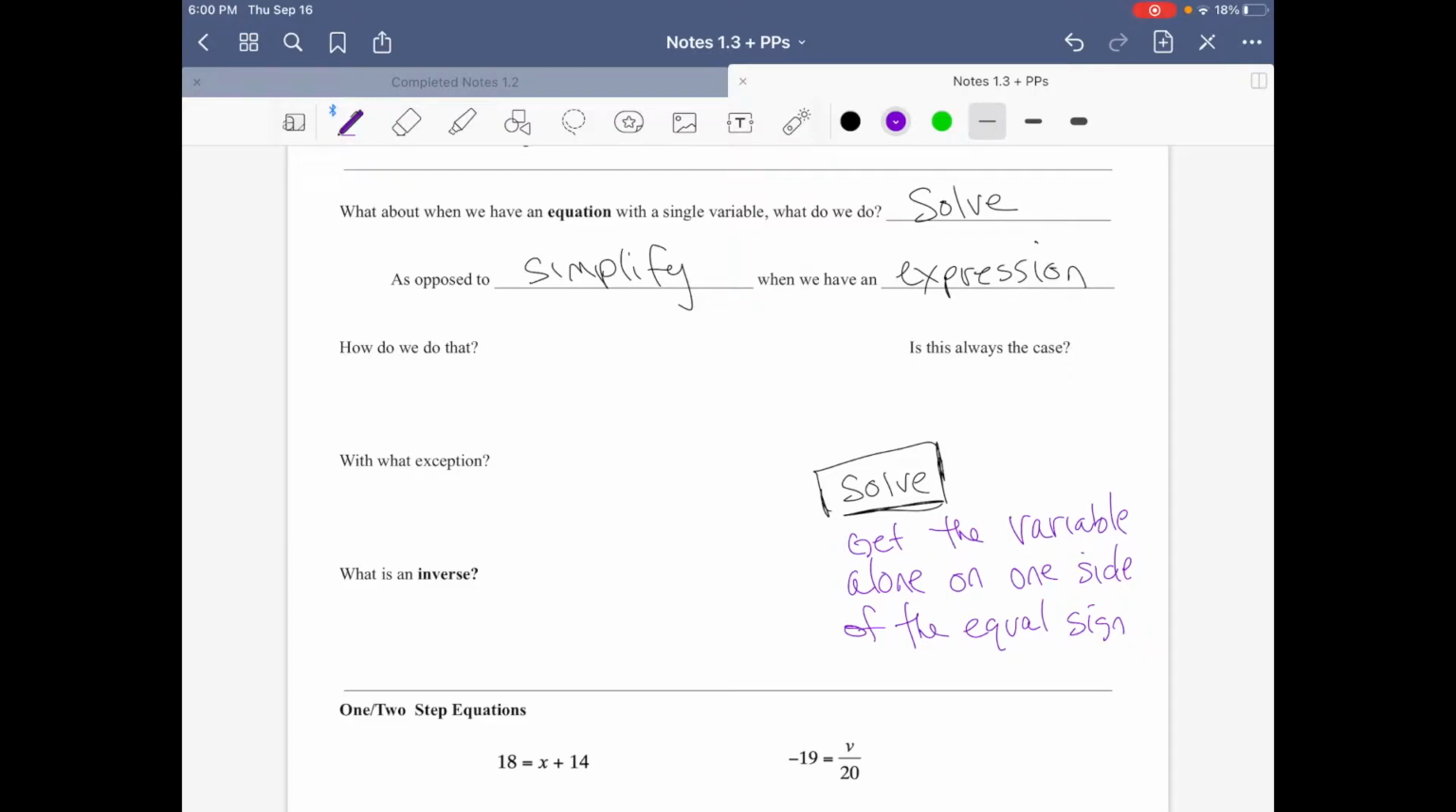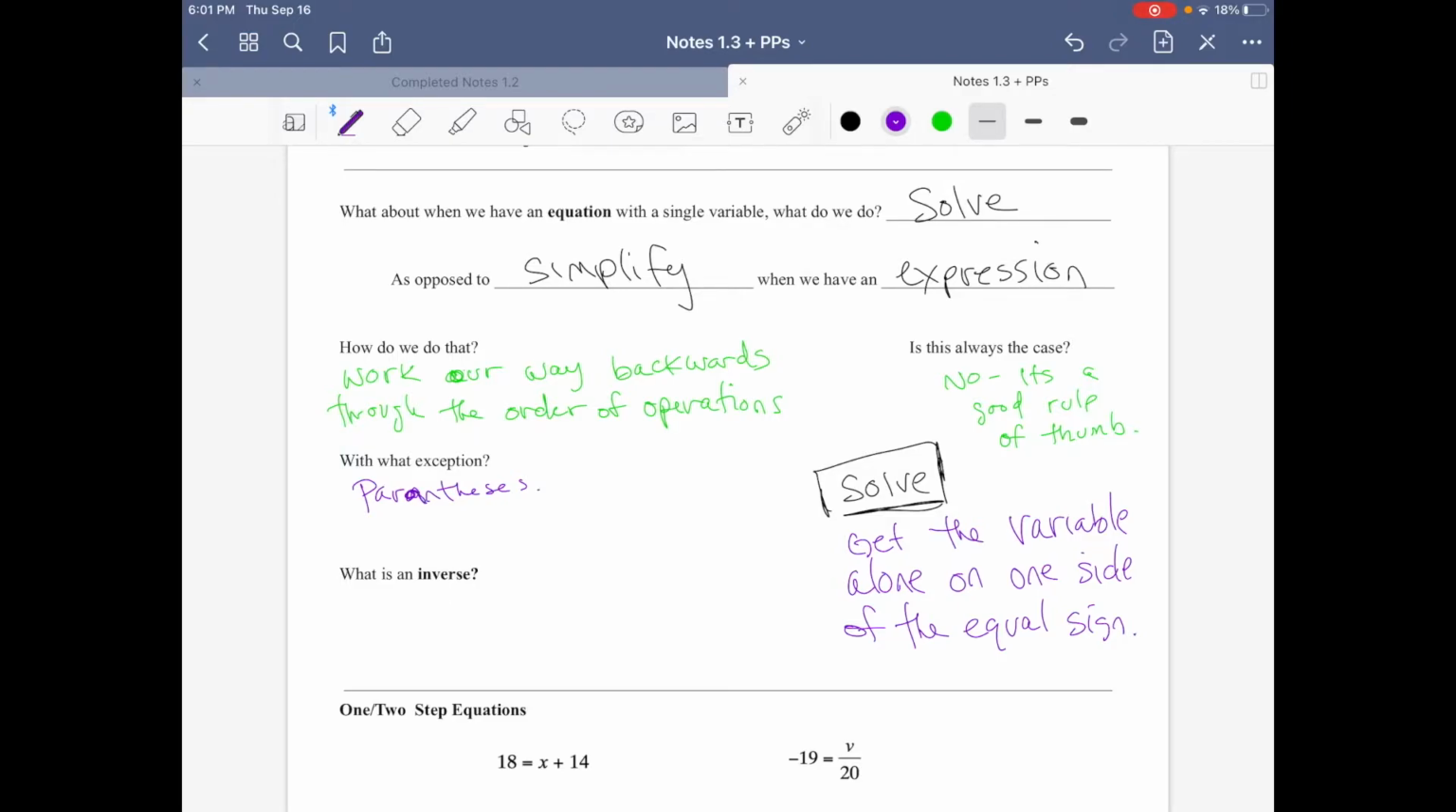So when I say solve, I want you to get the variable alone on one side of the equal sign. And just how do we do that? Well, we're going to work our way backwards through the order of operations. Is this always the case? No, but it's a good rule of thumb. The only exception being parentheses. Parentheses, you still deal with first.